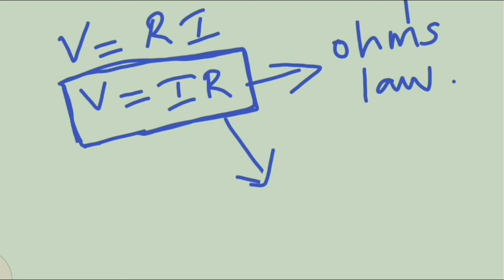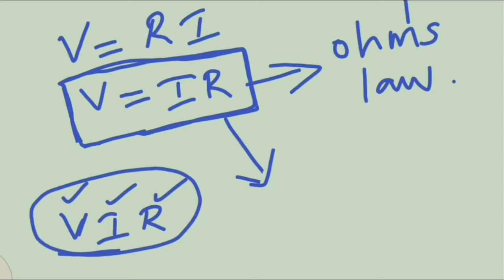You can even use some mnemonics for remembering this equation, like VIR, or a very important resistor, you keep in mind. It will be easy for you to remember if you use a mnemonic like VIR. So V is equal to IR. That is the equation for Ohm's law.